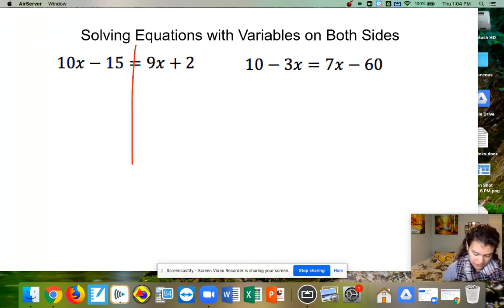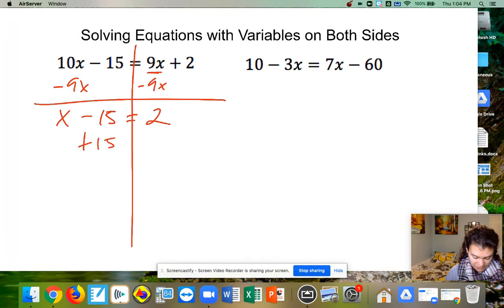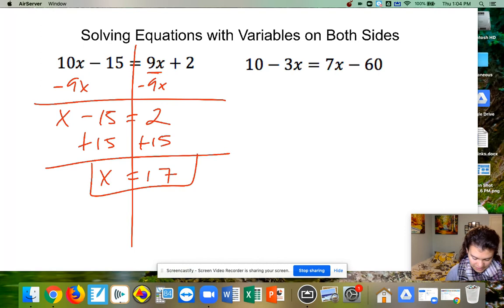So if we look at this one, 9 is less than 10, so I'm going to subtract this 9x. So I keep the x's positive. It wouldn't matter if you do the other way, it'll still work. So just pick one and start going. But I like to keep my x's positive. So then you get x minus 15 equals 2. And now I want to get the x by itself, so I'm going to add 15 to both sides, and x equals 17. And that's your answer.